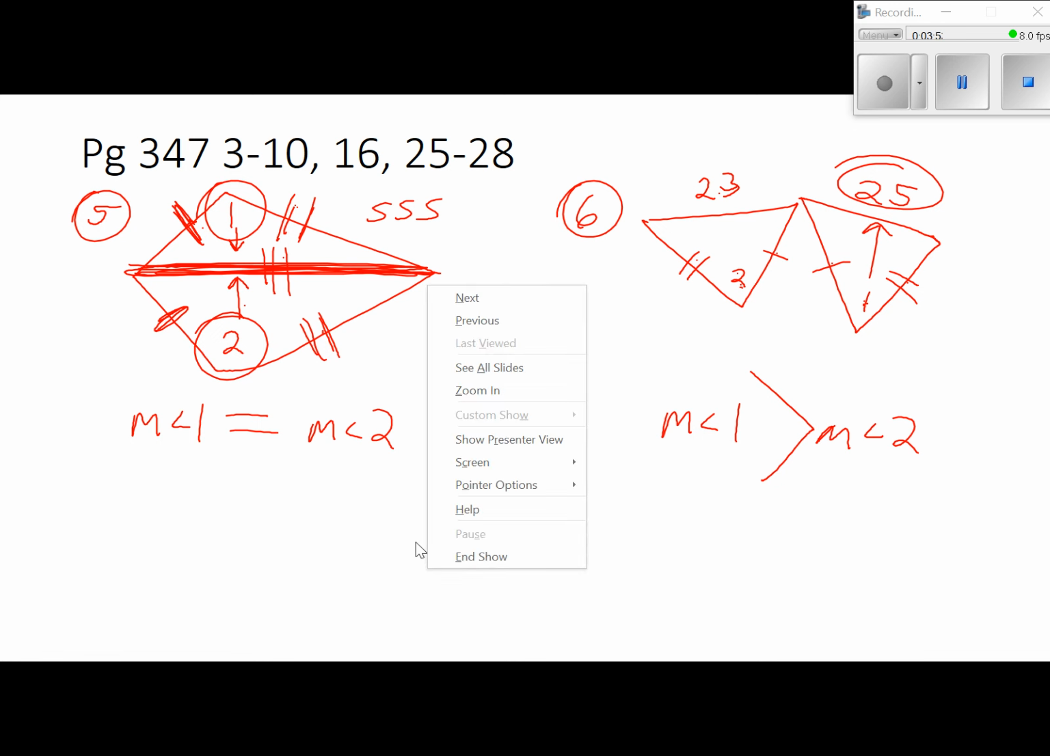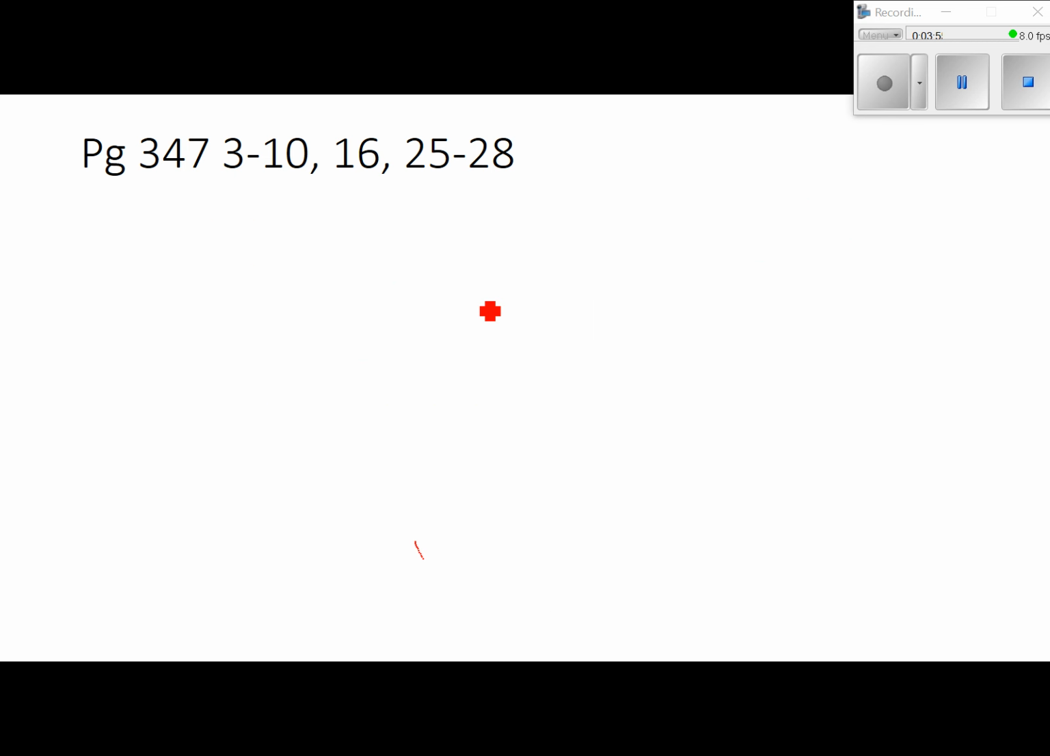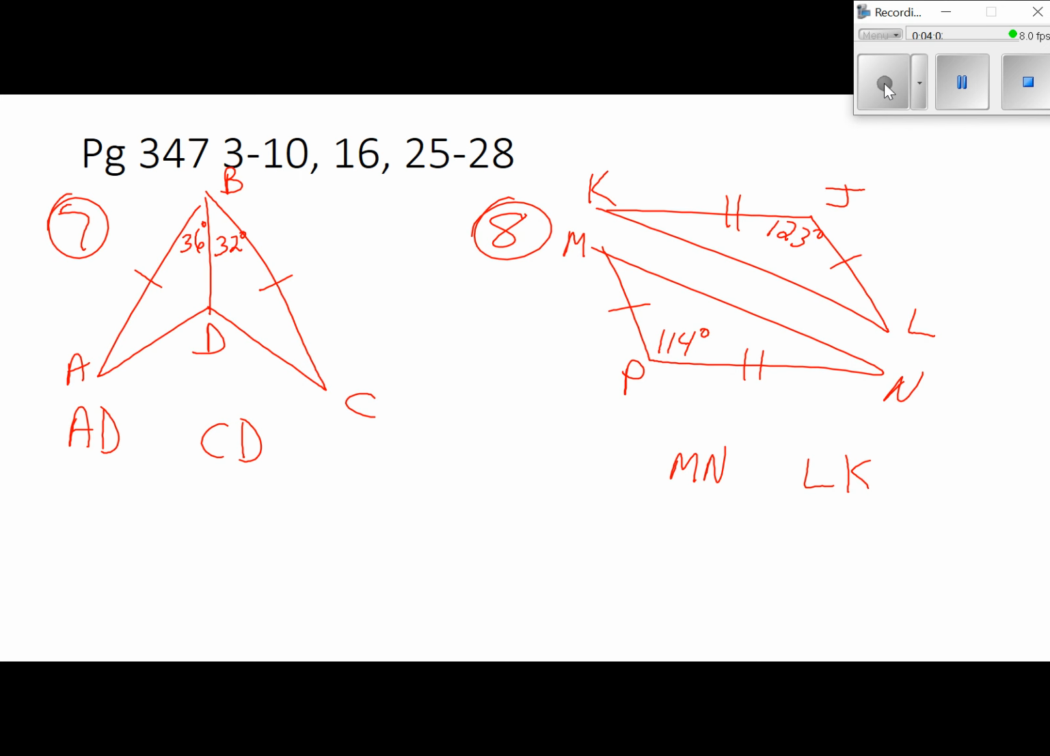Number 7, on problem 7, they tell us that this side's congruent to this side. Well, that's only one pair of sides, but we notice that they share that side there, so we got two sides in each triangle that are congruent to each other. Then we can compare. This time they're telling us angles instead of segments, and we're trying to figure out which segment is bigger or smaller.